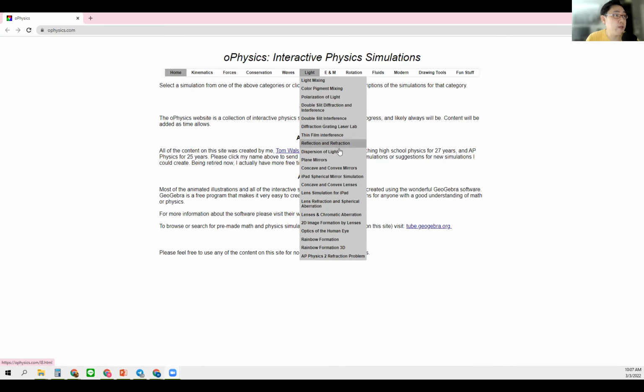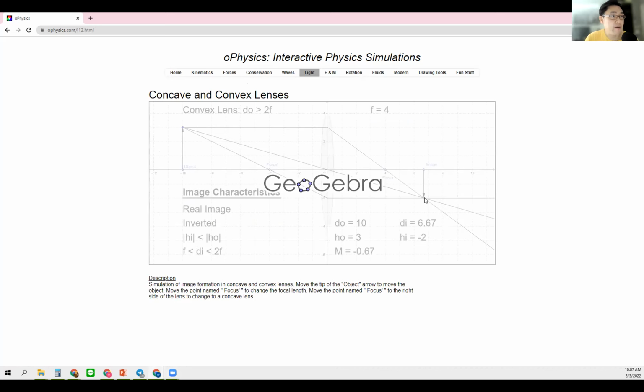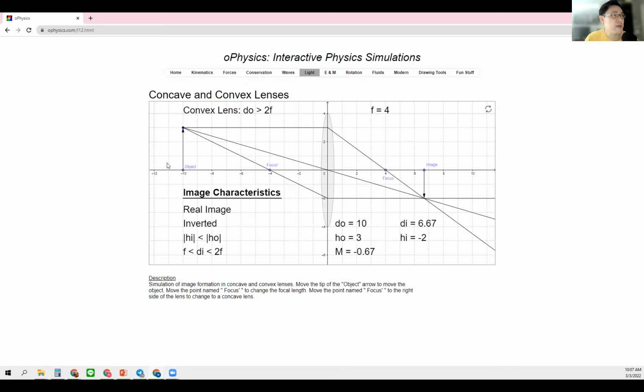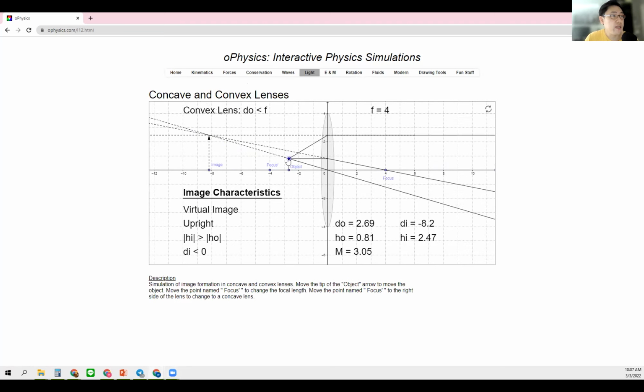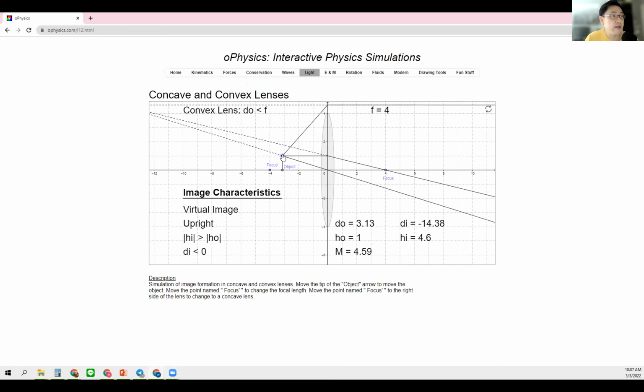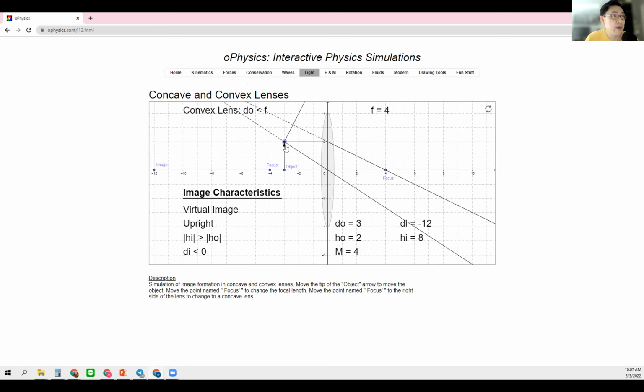What we are going to do is scroll down here, and you can see that there are concave and convex lenses. You can also play with the mirrors up there, but we're going to focus on the lenses. You're going to have this whole setting, just like what we did before. You can play around with adjusting the location of the object and the size of the object.